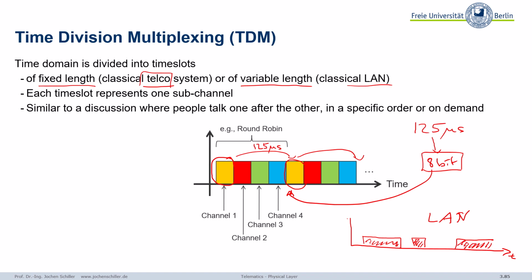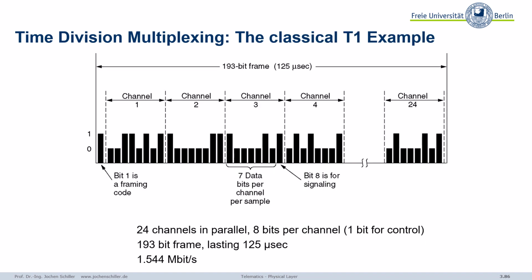So someone has to say who's allowed to send, like in a discussion between people. So in classical discussions, if 2 people speak at the same time, we have a collision, we have a problem. That's a question of the next higher layer, layer 2. Here we're in the physical layer. So we can have time division multiplexing in a very static, fixed scheme, or it can also be a bit more flexible.